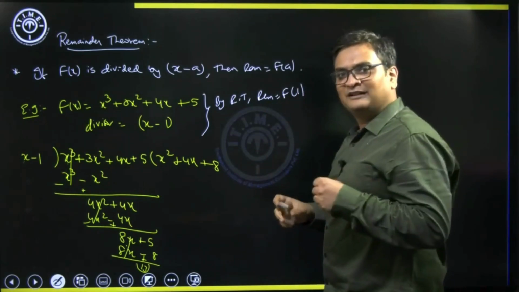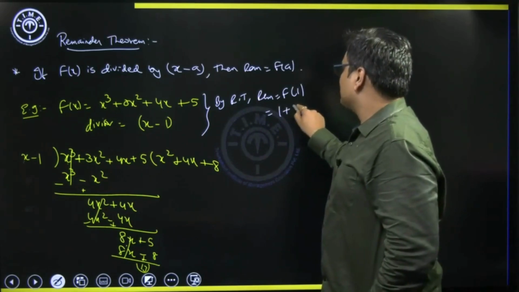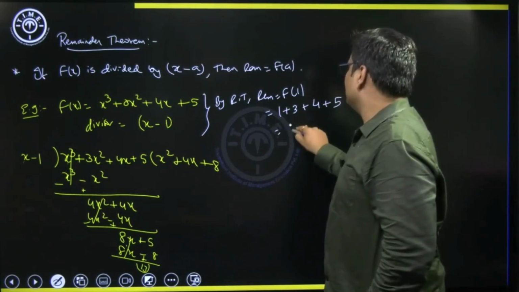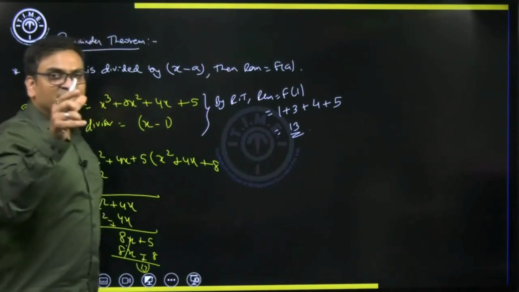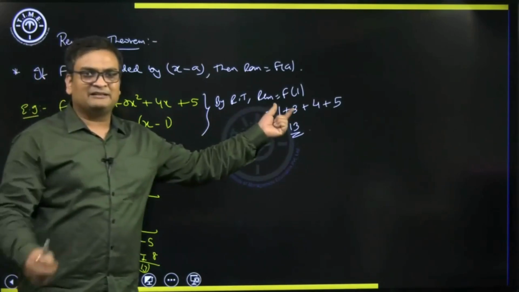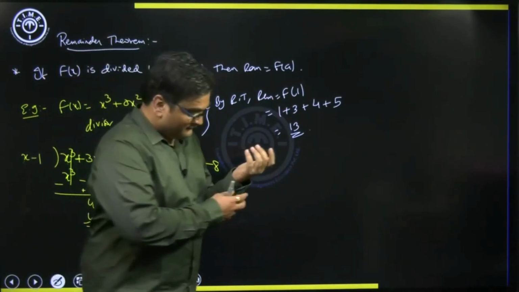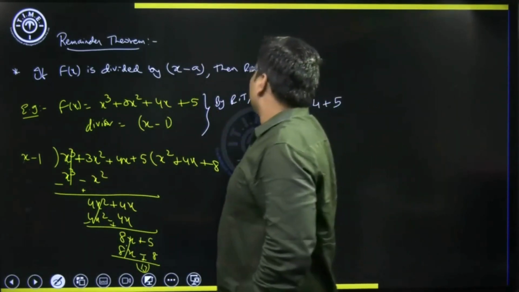Now, what is f of 1? F of x is this, so f of 1 is 1 cube plus 3 into 1 square plus 4 into 1 plus 5. When you add it all, you directly get the answer as 13. Look at the time difference. Here one would easily take a minute, while there I get my answer in 10 seconds or maybe less. So the remainder theorem is a very, very powerful method. This is the statement of the remainder theorem.